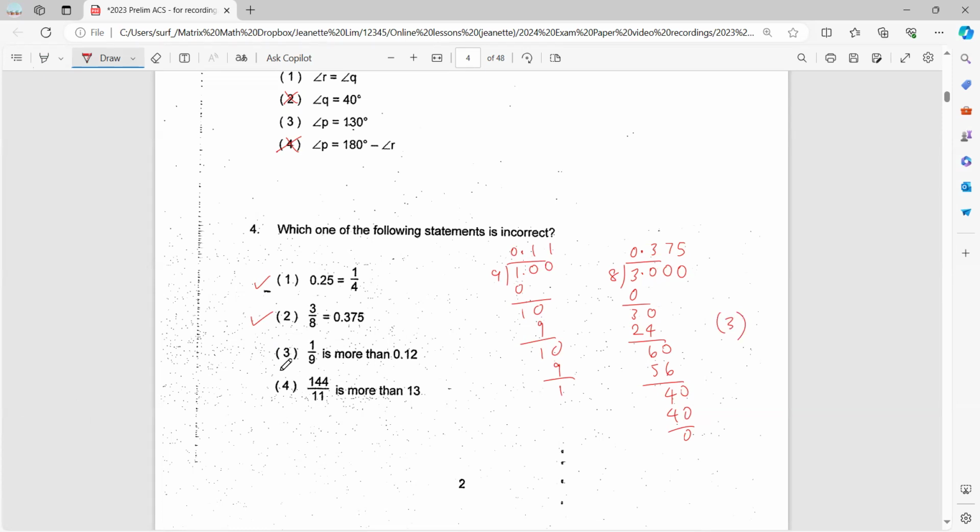Option 4, is this more than 13? 144 divided by 11 is okay, so 1 here, 11, 3, 4, 34. So this is 13, 33. You still have remainder, right? So right, remainder 1. So yes, it is more than 13. So this is what we want, the incorrect one.